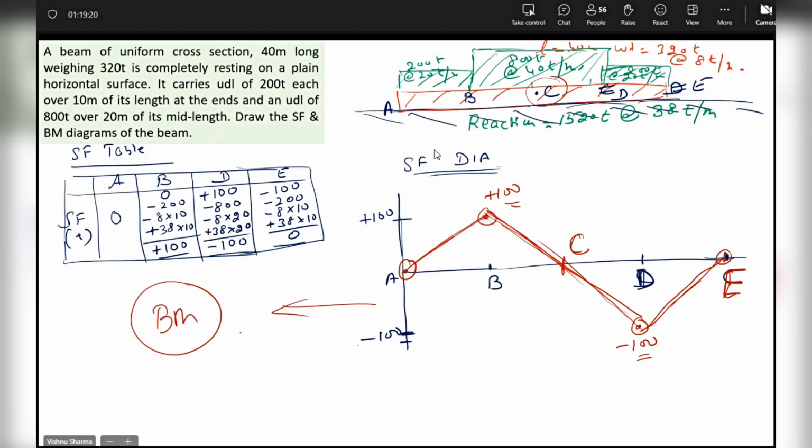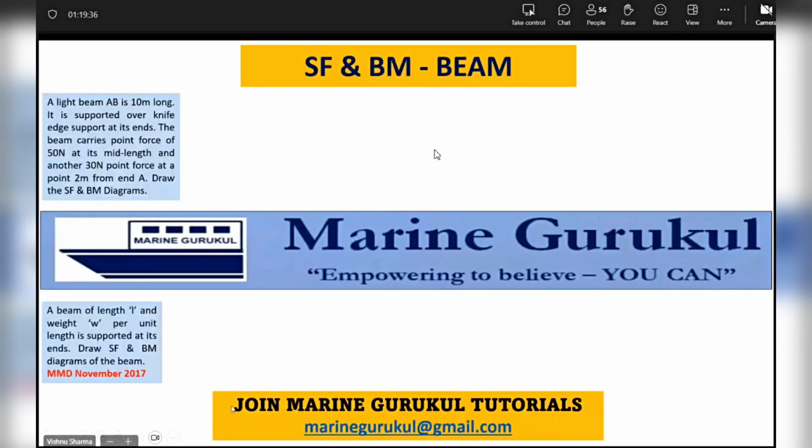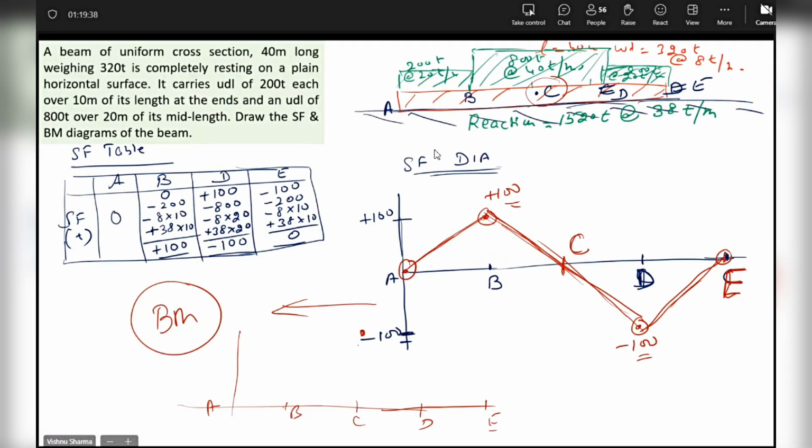I'm sure you'll know the BM diagram shape will be like this. A, B, C, D, and E. I don't care for the values. The maxima will come at C. From A to B, I can predict the shape. It will be vertex to base, and then it is base to vertex. So it will keep rising, and then it will become like this. And so this will be the shape of the BM diagram, guys.